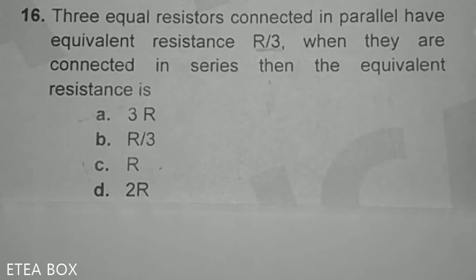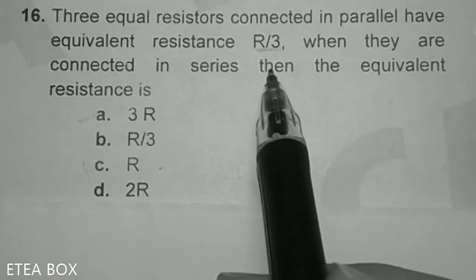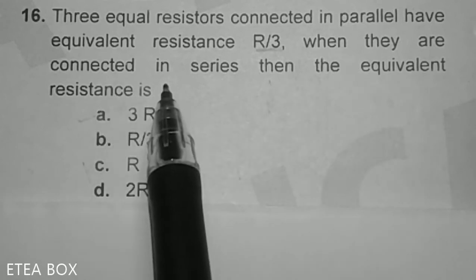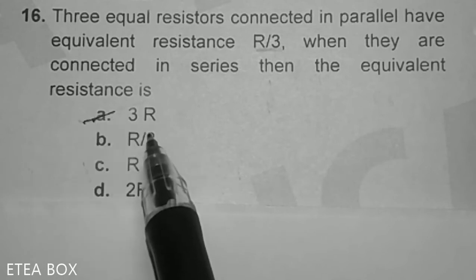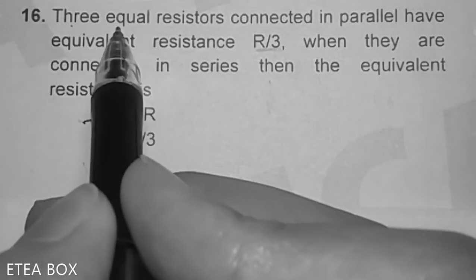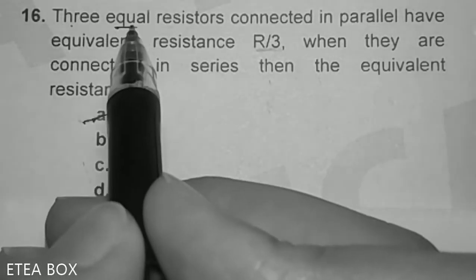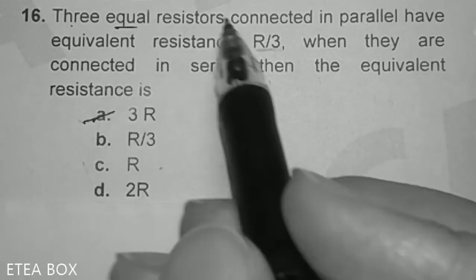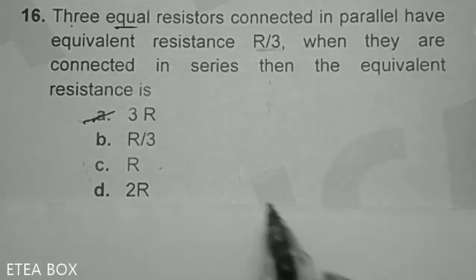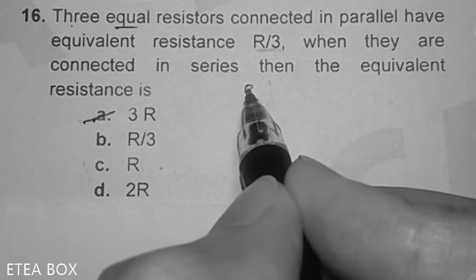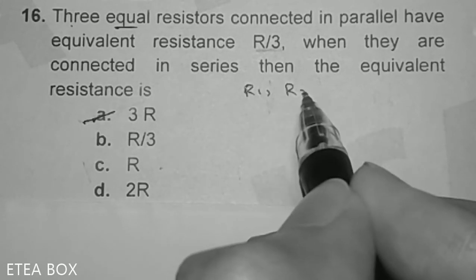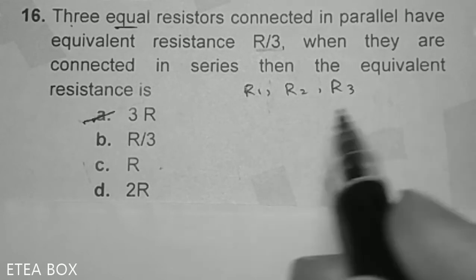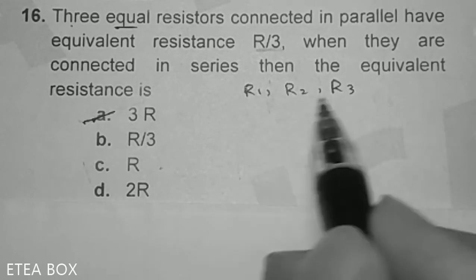3 equal resistors connected in parallel have equivalent resistance R divided by 3. When they are connected in series, then the equivalent resistance is 3R. Now look at here, 3 equal resistances are connected in parallel. They are R1, R2 and R3, and they have equal resistance which is equal to R.